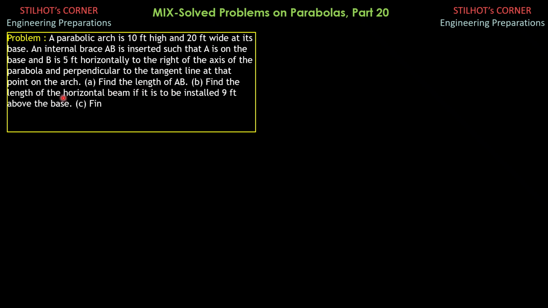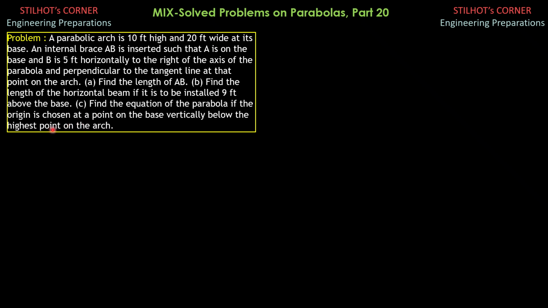B, find the length of the horizontal beam if it is to be installed 9 feet above the base. And C, find the equation of the parabola if the origin is chosen at a point on the base vertically below the highest point of the arc. So here is the figure as our guide in analyzing this problem.